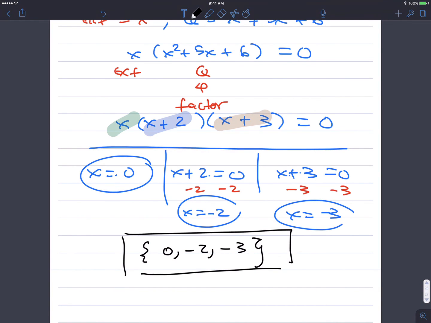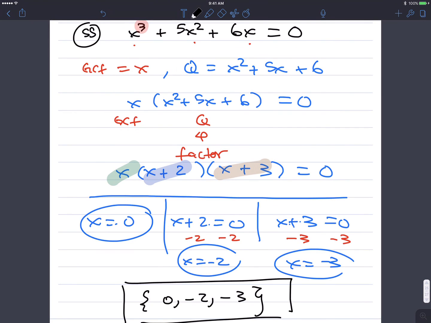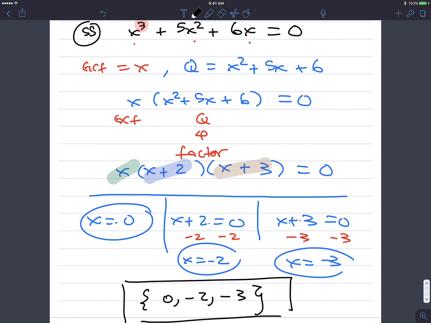Okay, so this is what you can see here for, again, your factoring technique. This is a higher order equation. Whew. All right, let's see.